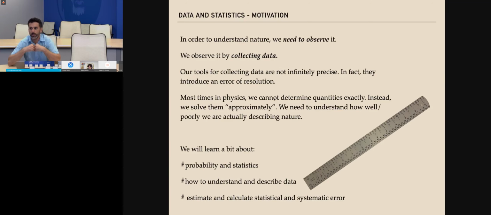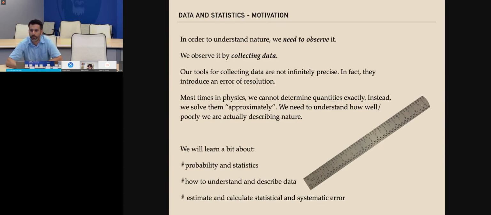As theorists also, most times in physics, we can't always determine quantities exactly. So instead, what we're required to do is perform some sort of approximations to the theories that describe nature. And so even in the theoretical world, this requires us to understand how well we really describe nature. So we need to understand what is the error in solving the theoretical models that we impose on nature, okay?